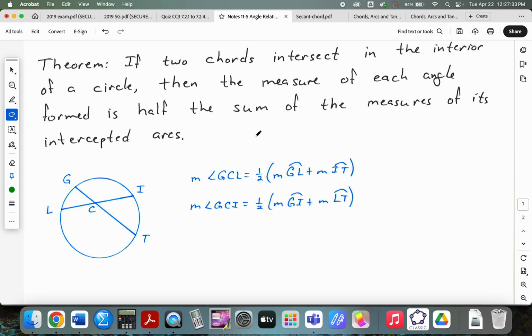So back to what we were looking at. Okay, I was afraid it wasn't going to work. So we can also do that with angle GCI. This angle intercepts this arc, which is too small. But its vertical angle intercepts this big arc over here, which is too large. We just average those two and we get the measure of the angle.